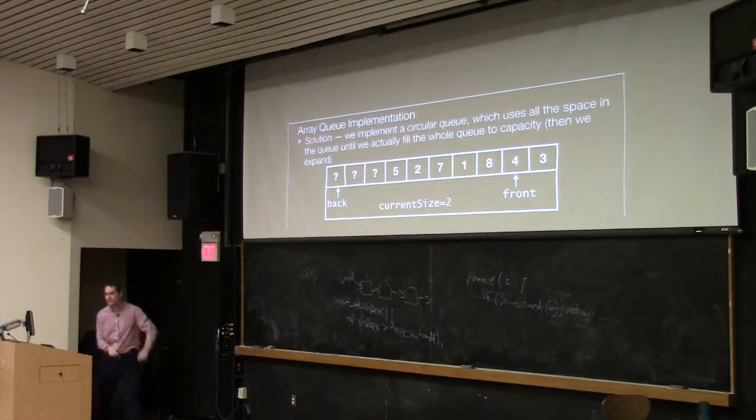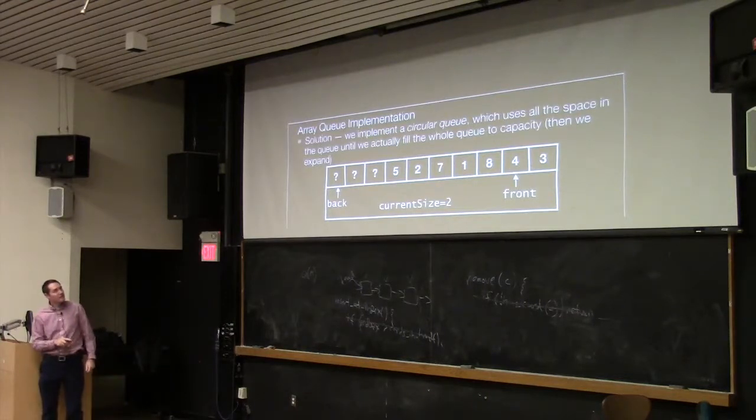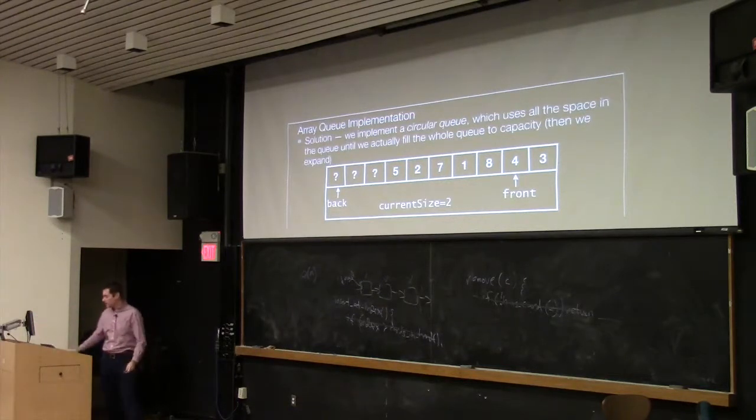Okay? Notice something here. If the front is here and the back is here and this is a dead squirrel, it doesn't actually matter, but there's only 2 things in this whole queue right now, the 4 and the 3. Okay? We have to keep track of that. It's not that hard, but I'll show you how in a couple minutes. But you have to keep track of that.